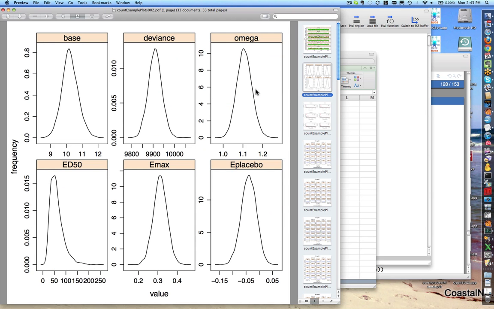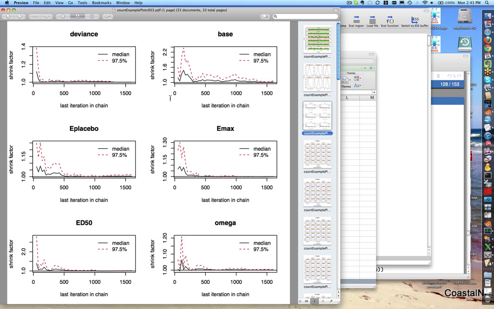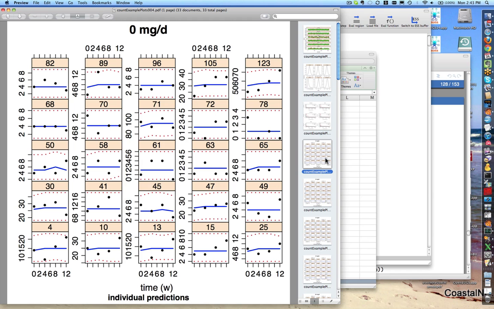You can get your posterior, your marginal posterior distributions here for the various parameters. Again, things look pretty clean on the Gelman-Rubin-Brooks plots. You can look through here and get some idea of what our individual predictions are looking like.